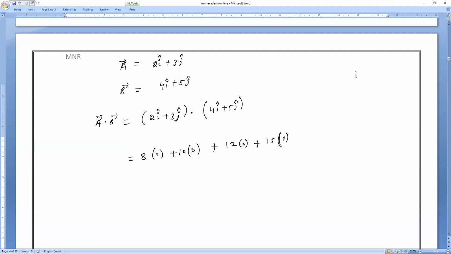Remember, I dot J is equal to 0, or J dot I also is equal to 0. That is what you have to remember. In dot product, same things will always be 1, opposite ones will always be 0. So what is the answer? A dot B is equal to 8 plus 15. What is the answer, all of you?